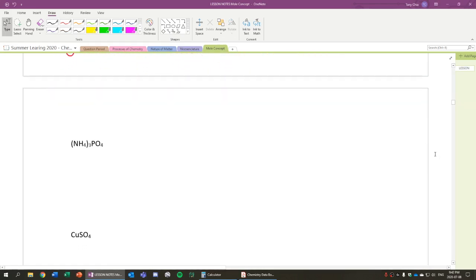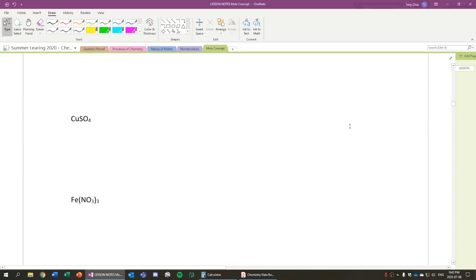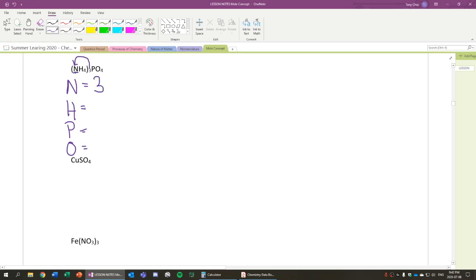Alright, let's practice with the next 3 examples. As we see, we have our chemicals nitrogen, hydrogen, phosphorus, and oxygen. Okay, so let's label how many of each we have. In this chemical right here, how many nitrogens do we have? Well, NH4 only has 1 nitrogen, but because we have 3 NH4s here, we actually have 3 nitrogen atoms. Hydrogen, we have 4 hydrogens per each ammonium, but there's 3 ammoniums, so we have 12 hydrogens. We have 1 phosphorus and 4 oxygens.